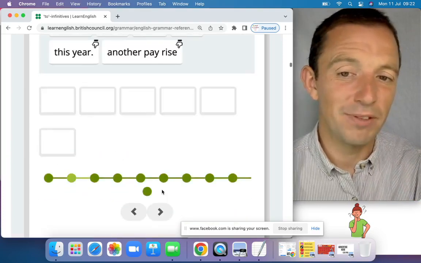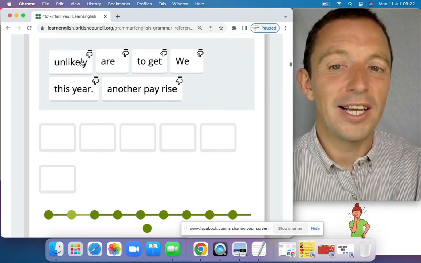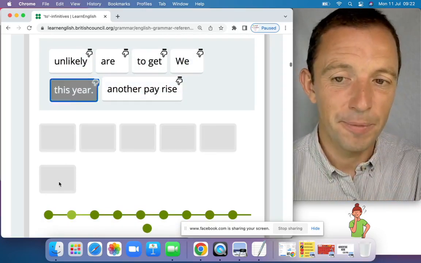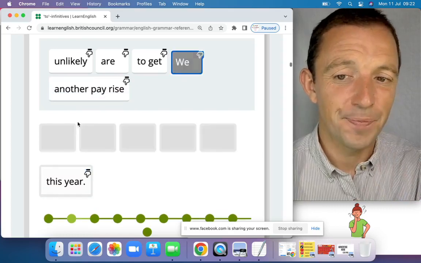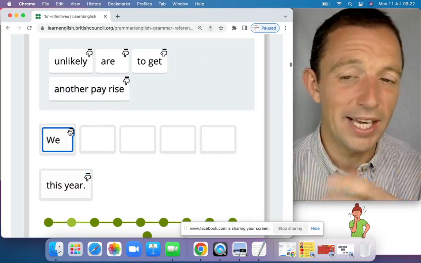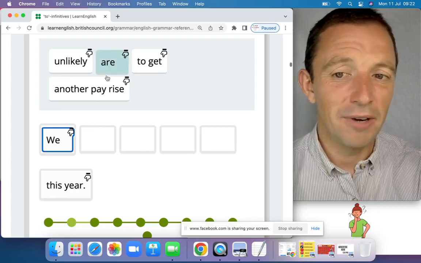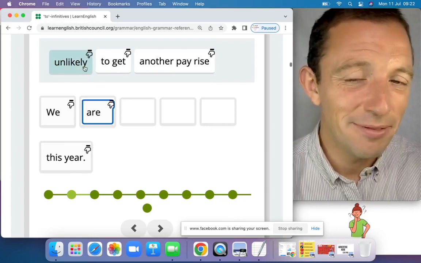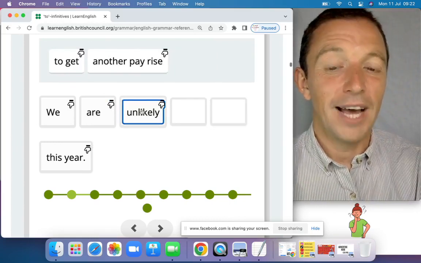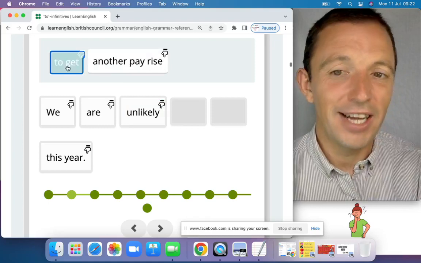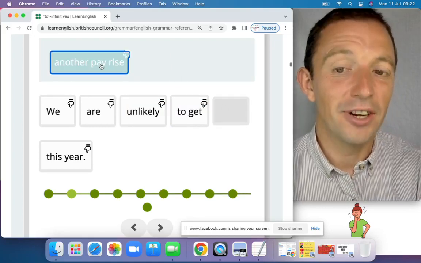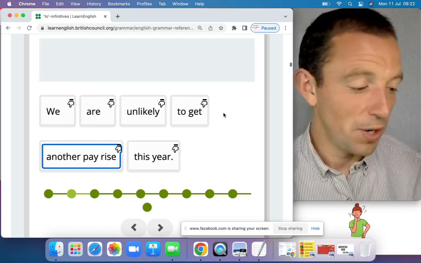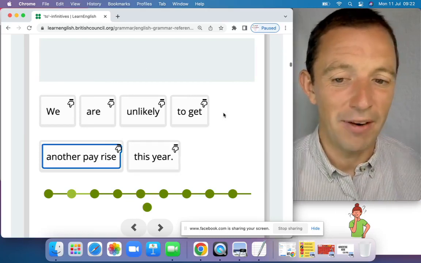Difficult. Let's move to the next one. Unlikely are to get we this year another pay rise. The last word is the full stop. The first word is the capital letter. The subject is we, therefore we need a verb, and the verb is are. After the verb to be, we need the adjective, we are unlikely. And after unlikely, we have the infinitive, unlikely to get. Another, because it's singular, another pay rise is singular, this year. So we are unlikely to get and to obtain another pay rise this year.